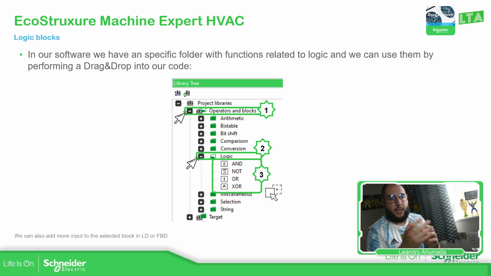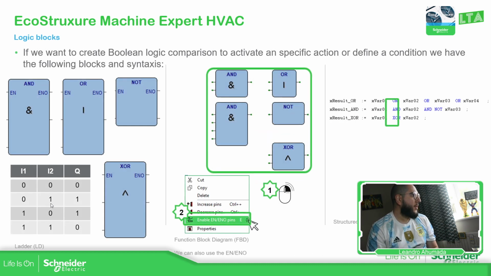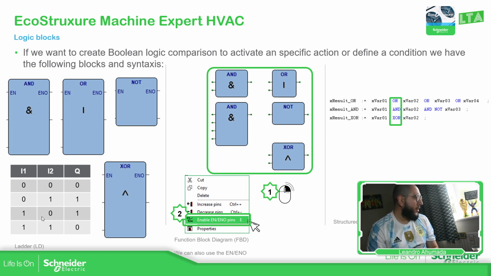The NOT just negates the contact that you have. And the XOR, if I'm not wrong, if they are equal... we're going to see it later. The XNOR is the other one, but it's not here. So with the XOR, if the values of the two inputs are equal, the value is 0. If they are not equal, the value is 1. That's basically the idea.